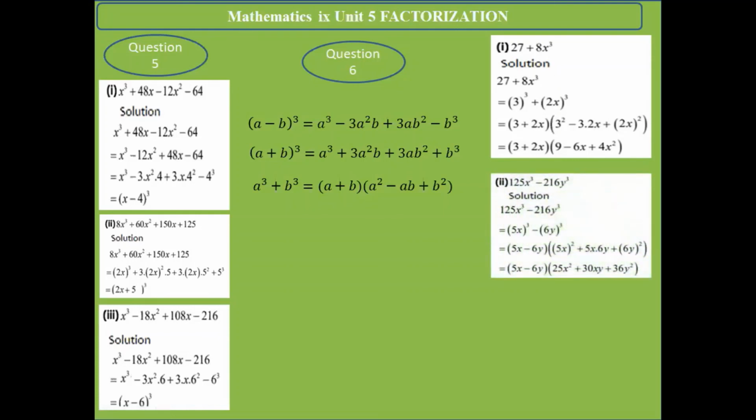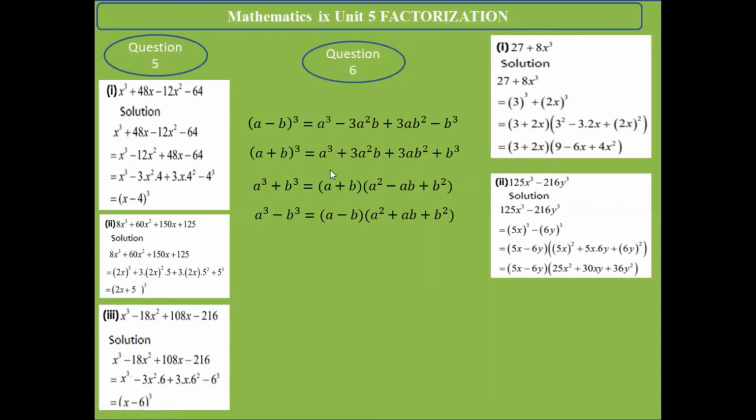Part 2, 125x cube minus 216y cube. For this type of question, we can use the formula a cube minus b cube, which is equal to (a minus b)(a square plus ab plus b square). Here 125x cube can be written as (5x) cube, and 216y cube can be written as (6y) cube. So here a is 5x and b is 6y.